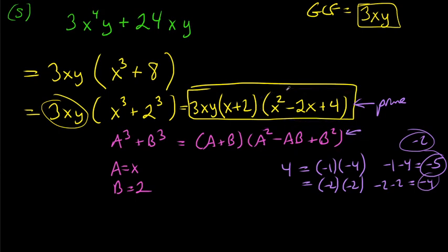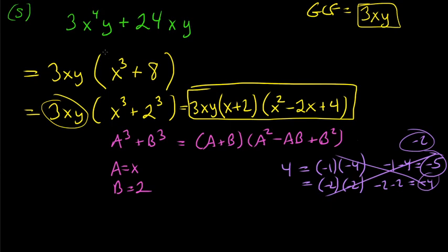Okay, so that's how we know we're done. You don't have to try to factor that any further, although I did in this case. I tried to do it, but it was doomed to failure. We weren't going to be able to do it. All right, so your final answer here: 3xy times (x + 2) times (x² − 2x + 4).